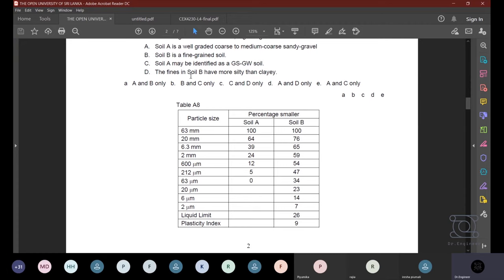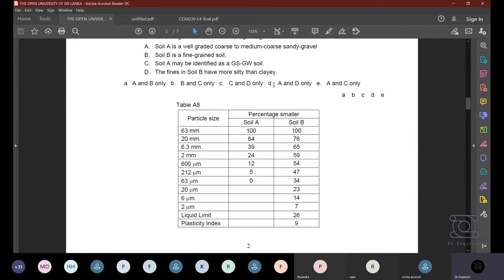Let's see whether statement D is correct. The fines in soil B are more silty than clay, right? So let's see, what is the silt percentage? Clay percentage is 7%. So out of 34% of fines, 7% is clay. So obviously 27% is silt. So it's correct, right? It's more silty than clay. Clay is 7 and silt is 27. So statement A and statement D are correct. So option D.